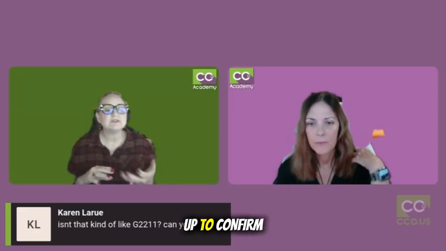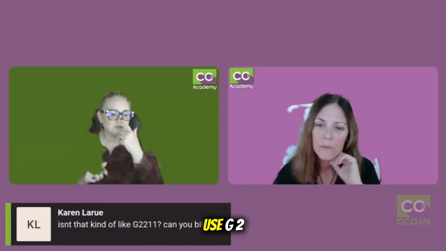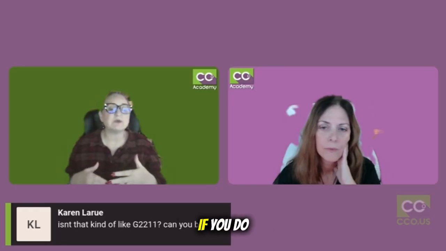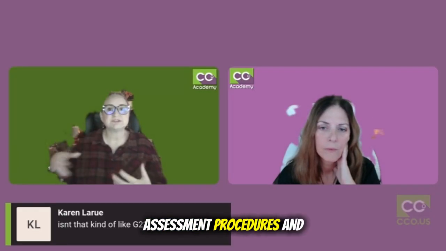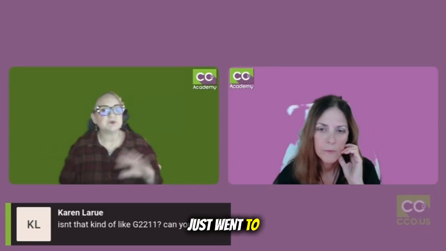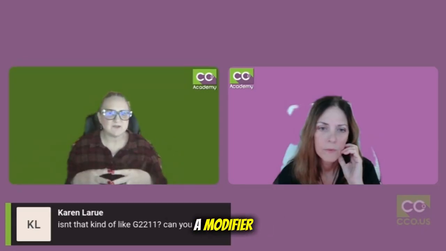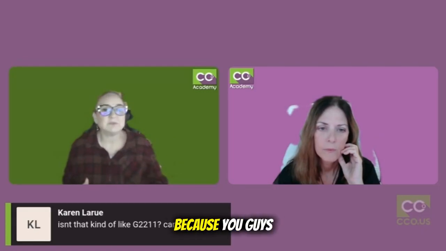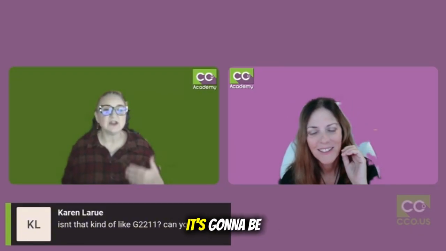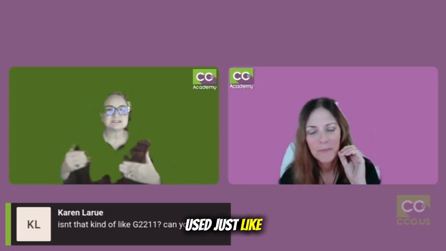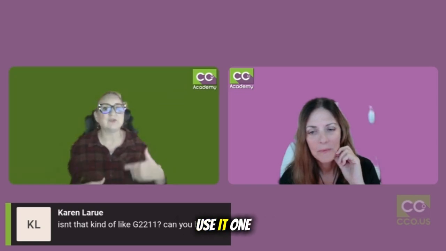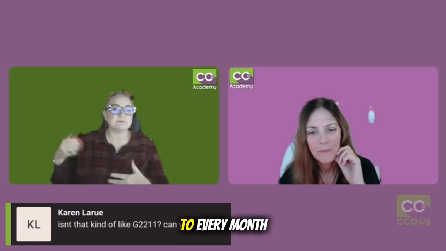I also looked up to confirm, because when we use G2211, you don't use a modifier with that, right? You just give that. But if you do other, say, assessment procedures and stuff like that, sometimes modifiers are used. And so I just went to double check that they weren't going to have us append a modifier, which I didn't think they would. But I thought because you guys are so savvy, you might ask that. And you don't append a modifier. It's going to be used just like the G2211, but following how you can use it. One is once a year, one is up to every month.